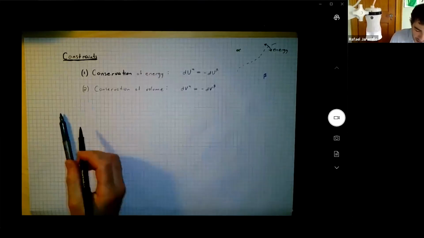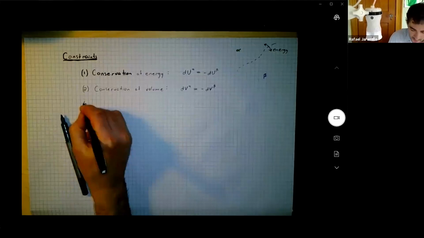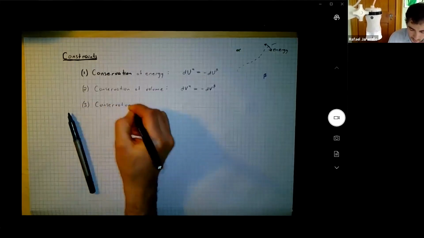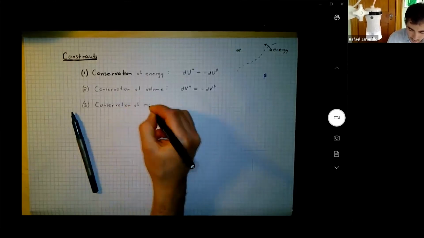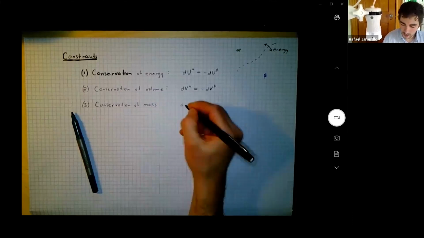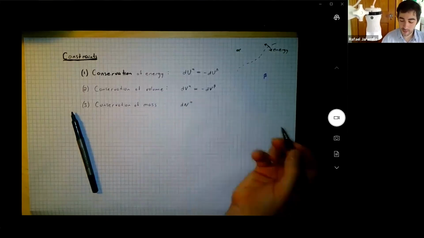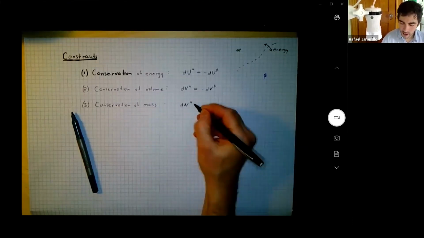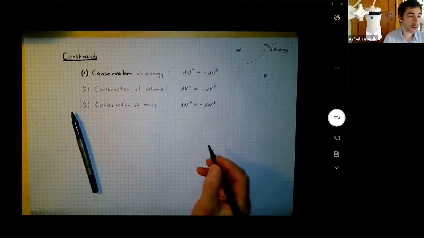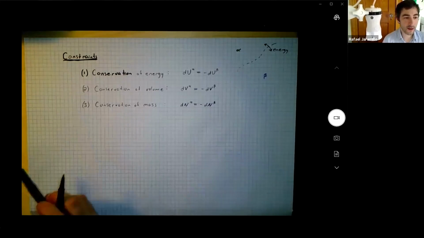And the third conservation law we're going to apply is conservation of mass. If phase alpha gains particles, it has to come at the expense of phase beta, because the box is closed. The mass of the overall system is fixed.